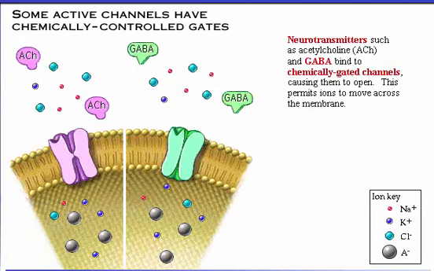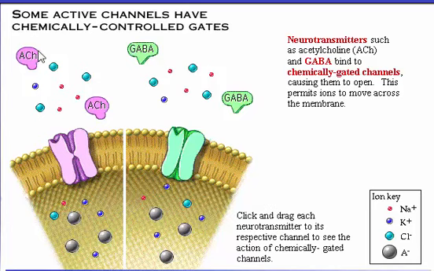We've seen voltage-controlled gates. Now let's look at channels that have gates controlled by chemicals, in particular by neurotransmitters such as acetylcholine and GABA. When these neurotransmitters bind to chemically gated channels, they cause the channels to open, thereby permitting ions to move across the membrane. Click and drag each neurotransmitter to its respective channel to see the action of chemically gated channels.